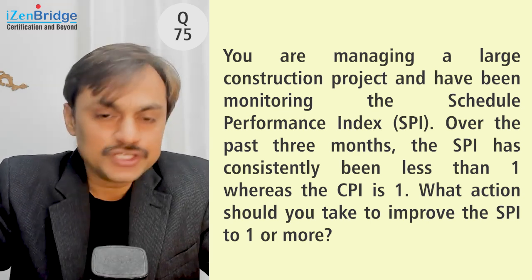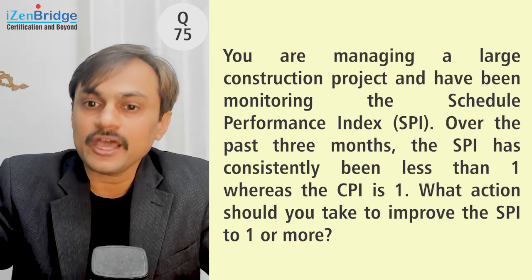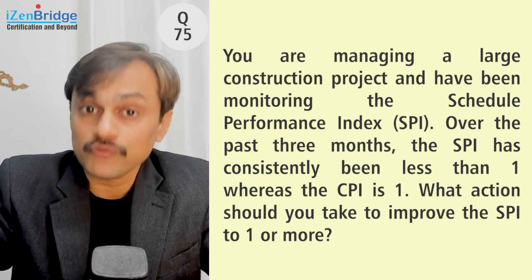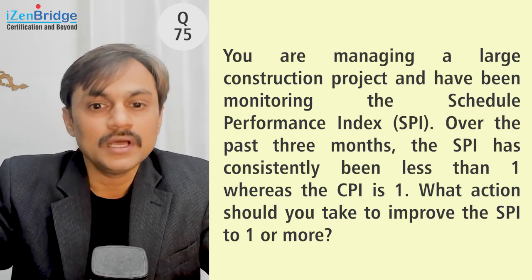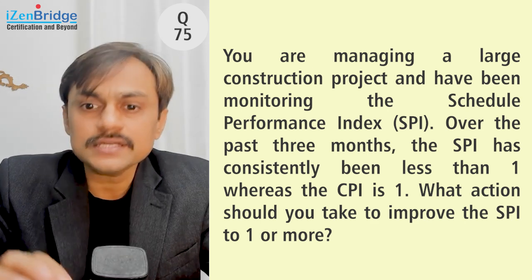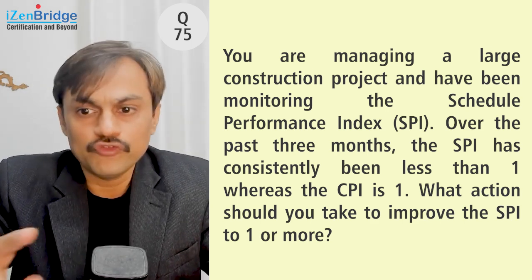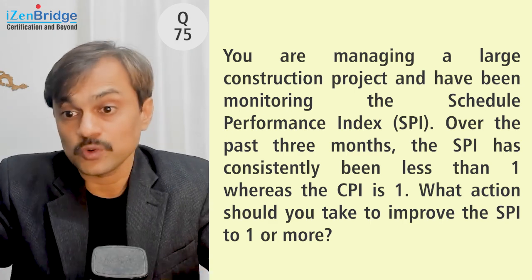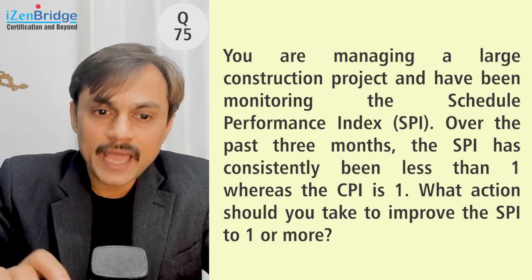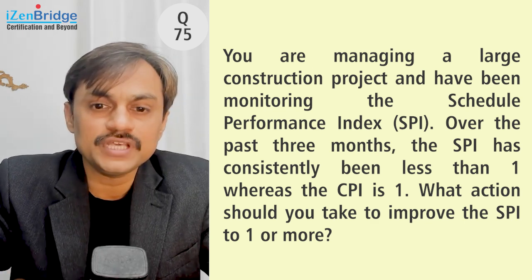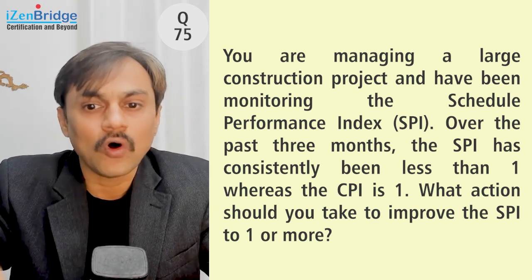You are managing a large construction project and have been monitoring the Schedule Performance Index, SPI, over the last 3 months. The SPI has consistently been less than 1, whereas CPI, which is also called Cost Performance Index, is 1. What action should you take to improve the SPI to 1 or more?